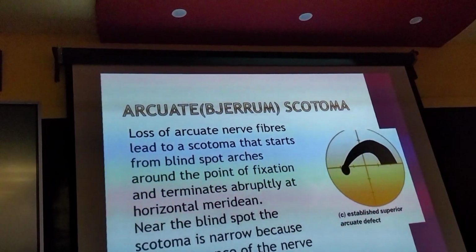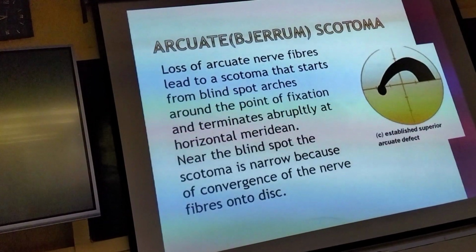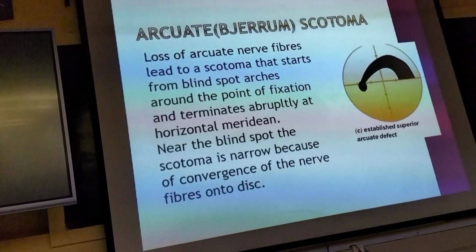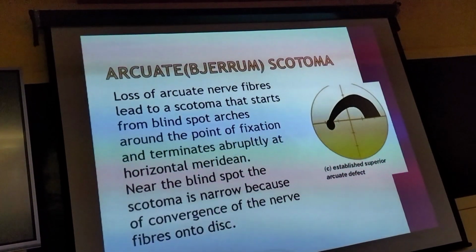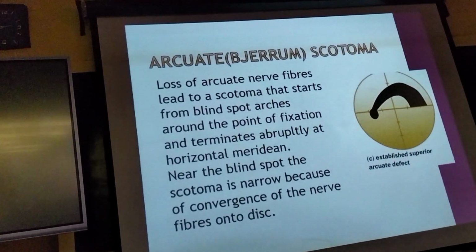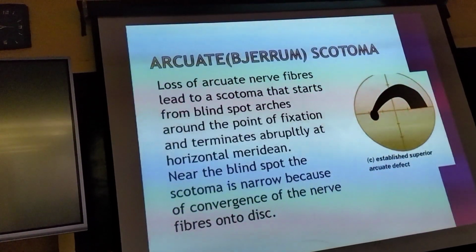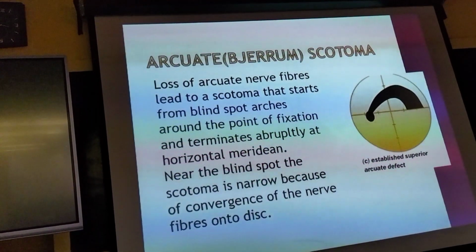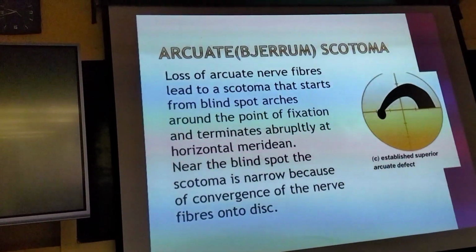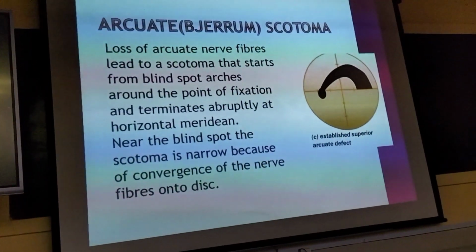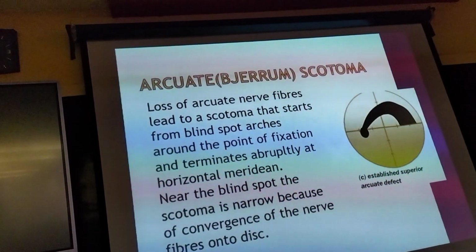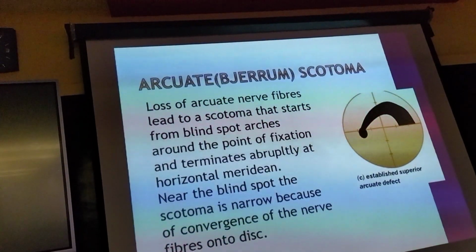Then comes the arcuate scotoma, a very common visual field defect. ठीक है. इसकी characteristic क्या है? That it starts from the physiological blind spot and then it runs towards the nasal side. It again obeys the horizontal meridian. उसके या तो ऊपर होगा या फिर नीचे होगा. ठीक है. And it broadens as it crosses the vertical meridian.